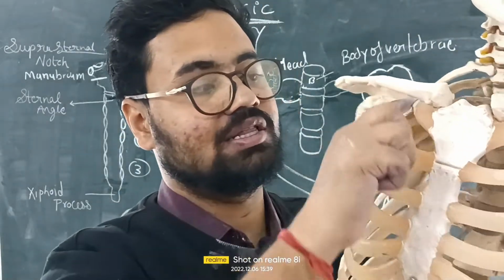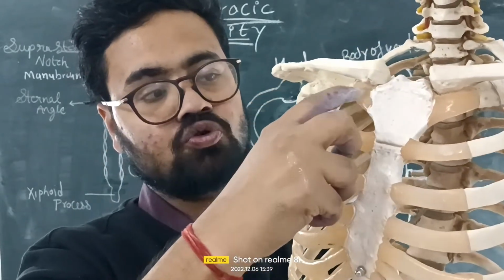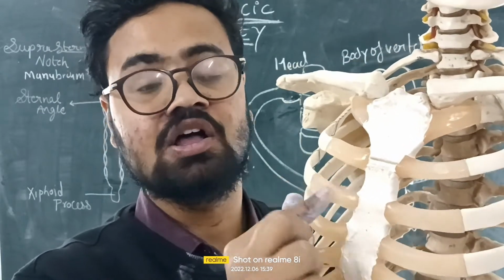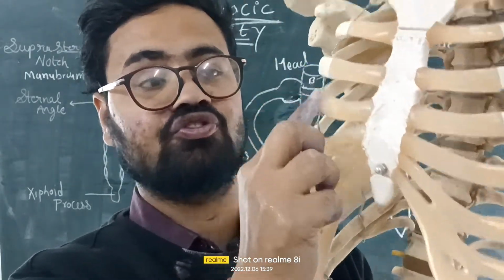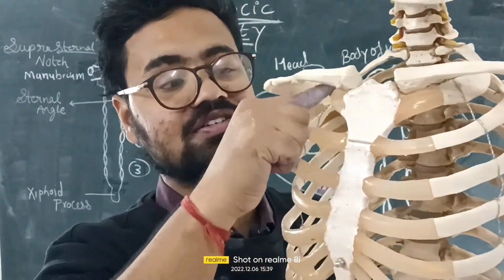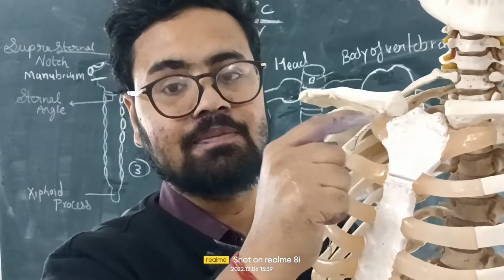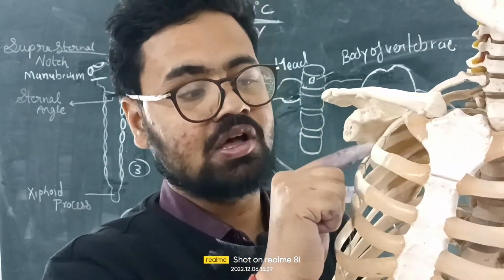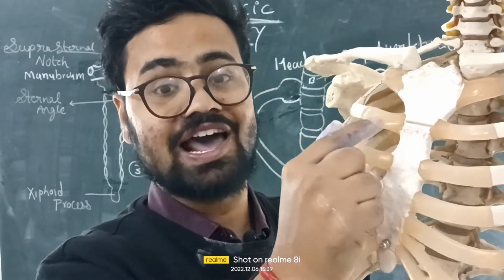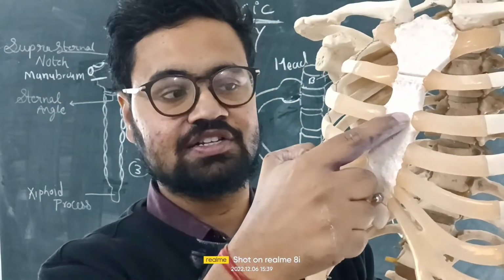See, this first rib is attached to the sternum with the help of costal cartilage. This brown portion is the costal cartilage. So the first rib is directly attached with the sternum with the help of costal cartilage, so it is a true rib. The second rib is also directly attached to the sternum with costal cartilage, so it is also a true rib. The third one is also the same, this is a true rib.